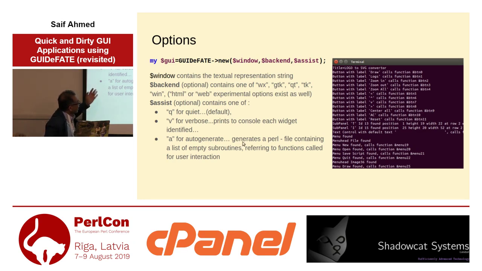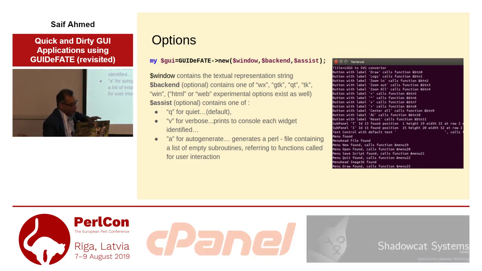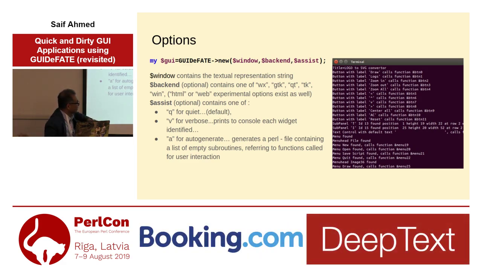And you can avoid that step. If you've done it already, you don't need to run that every time. You can have a quiet output, or you can auto-generate the script that contains all these subroutines with the labels attached to them and commentary attached to them as well, so that you can cut and paste them into your own code.